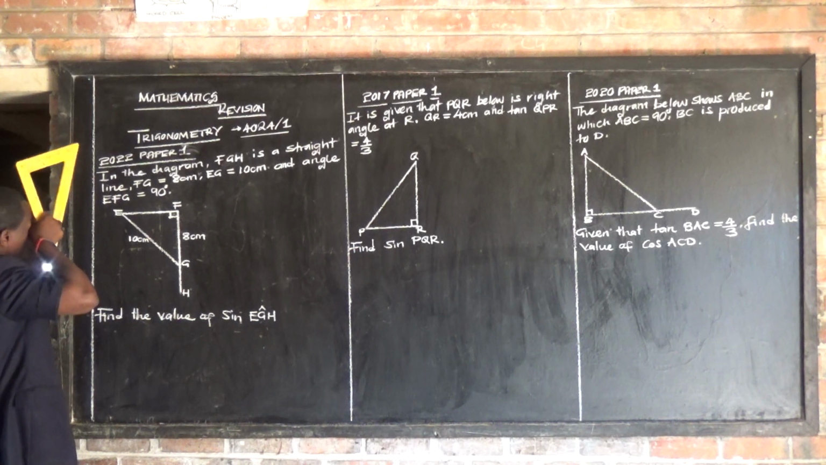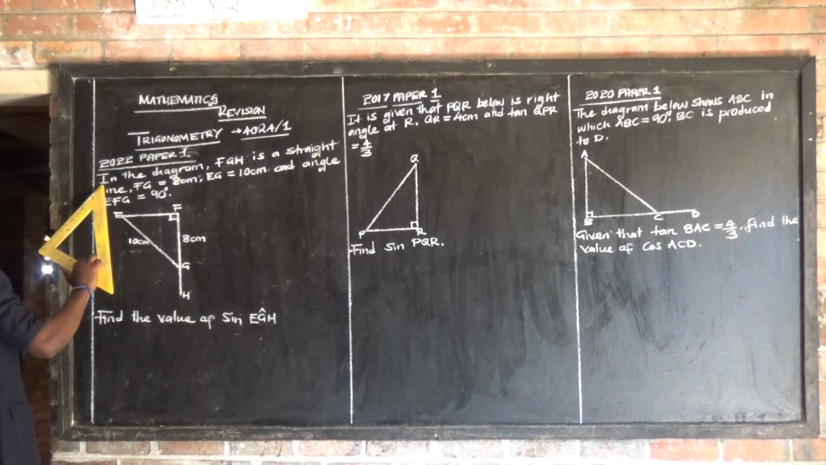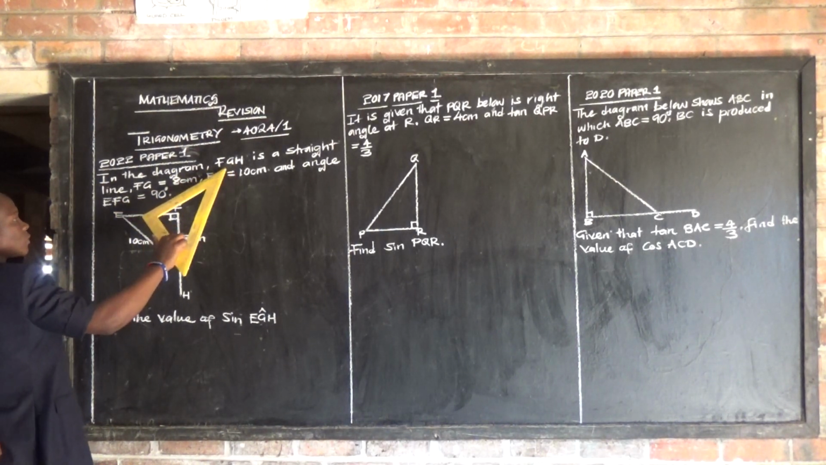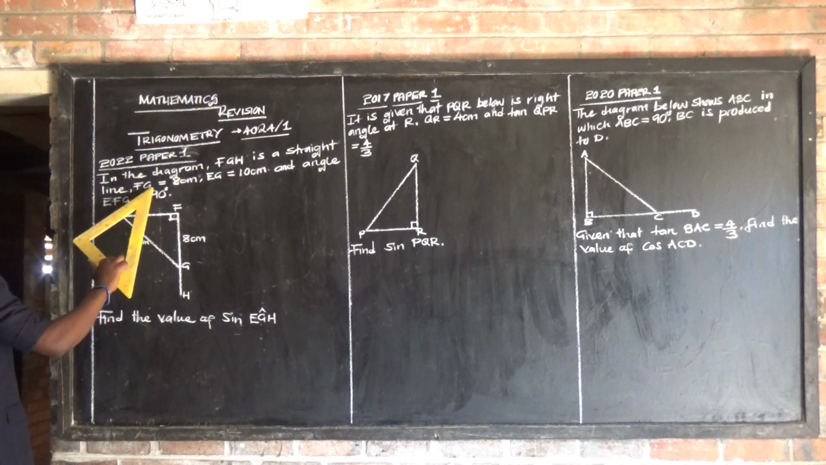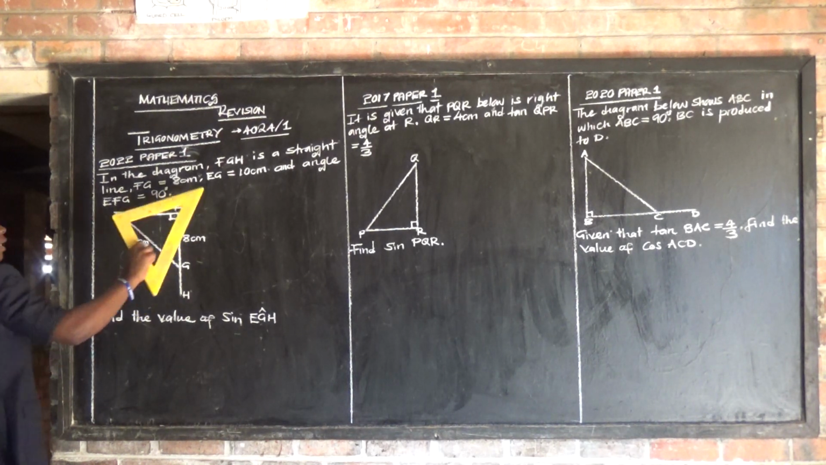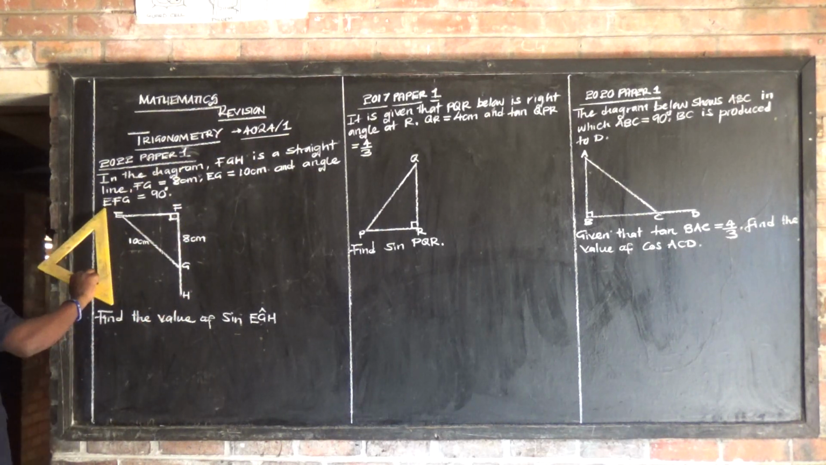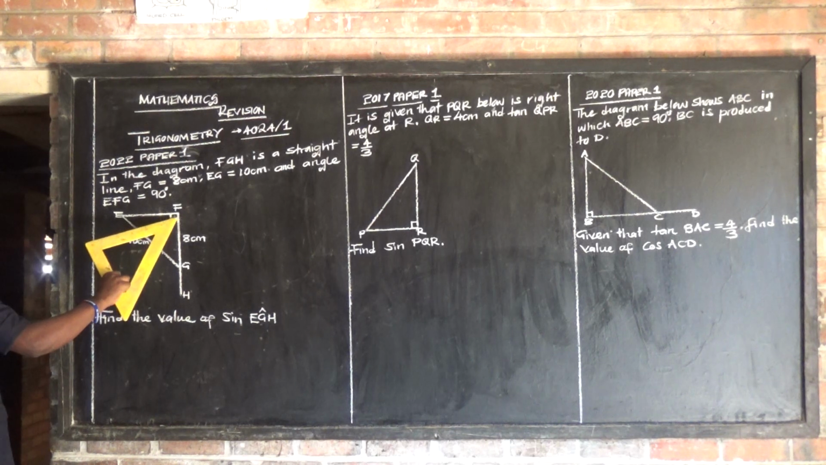Let's proceed and look at 2022 Paper 1, a question on trigonometry. In the diagram, FGH is a straight line. FG is equal to 8 centimeters, EG is equal to 10 centimeters, and angle EGH is equal to 90 degrees. So this is the 90 degrees we have.